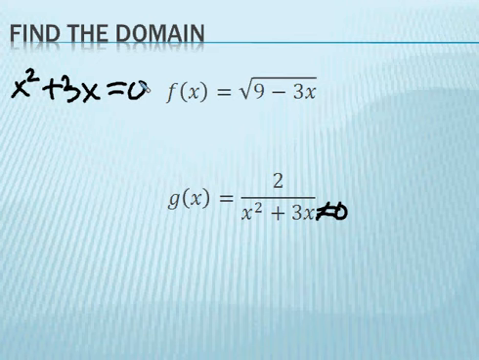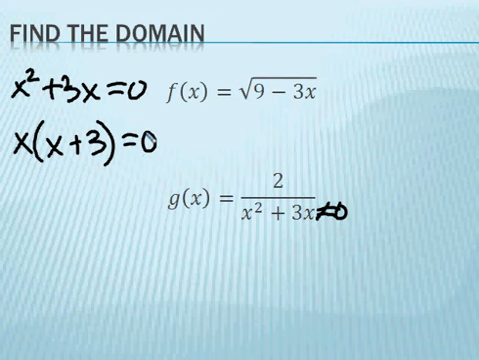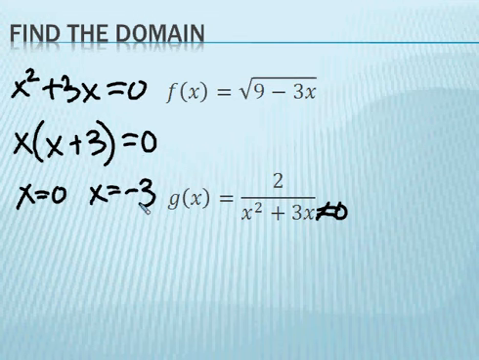I have a quadratic here. Both of these terms have x, so I'm going to factor an x out. So x times x plus 3 equals 0. And I'm going to set each one of those equal to 0. So 0 and negative 3 are not in my domain.